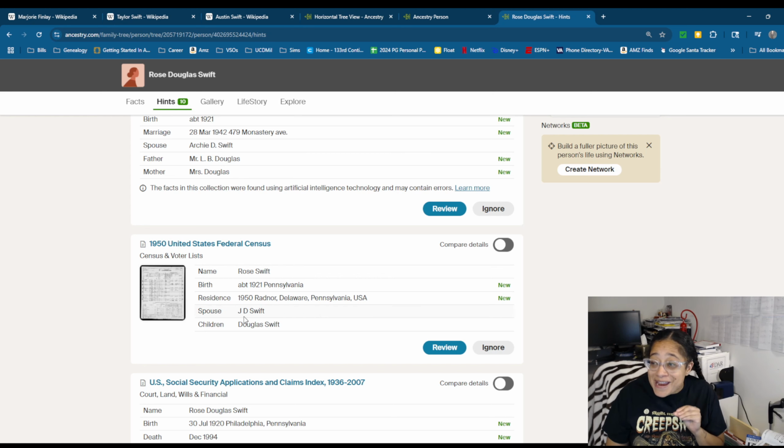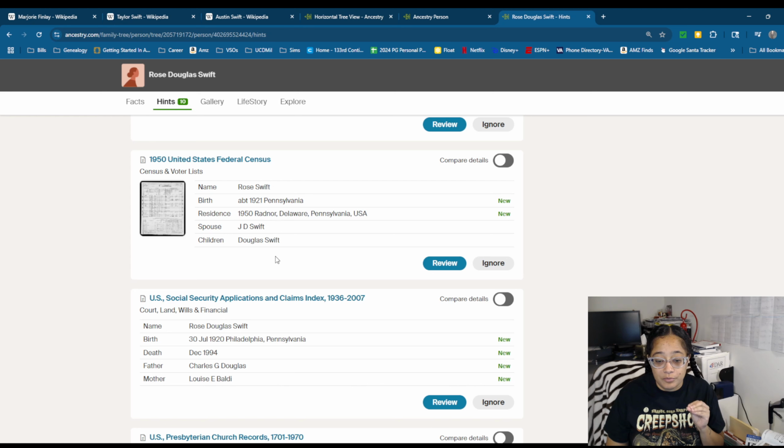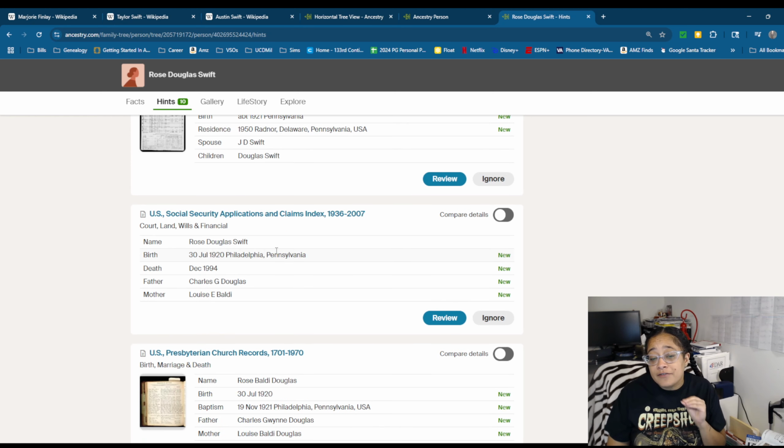Now, JD may or may not be what's written there. Either the census taker could have misheard, or whoever responded to the census taker's questions said J instead of A. Like, you never know who was answering the questions of a census taker back in the day. So you have to be a little bit flexible with that. And now we have Social Security Applications and Claims Index too, which becomes very, very important.